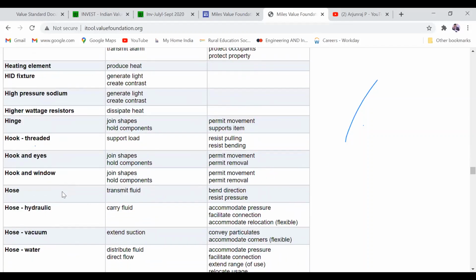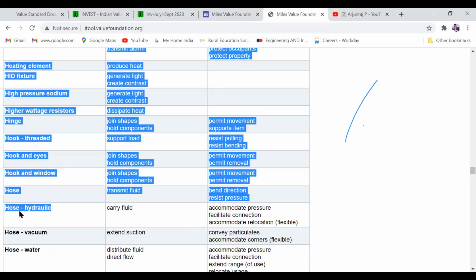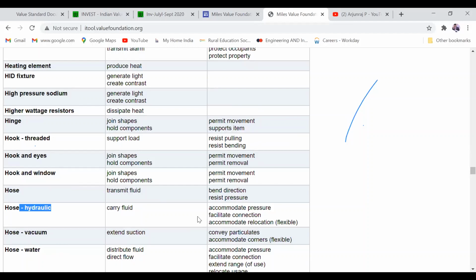There are some other examples given. Vacuum hose. Why do you need to have a hose? A vacuum hose is to extend the suction. A hydraulic hose is basically to carry fluid.